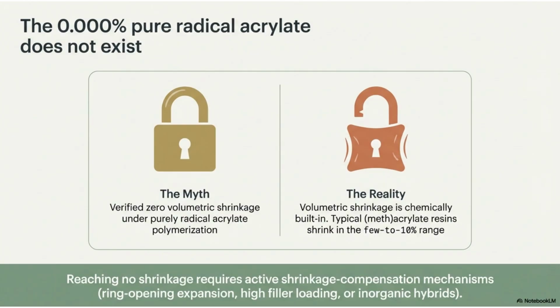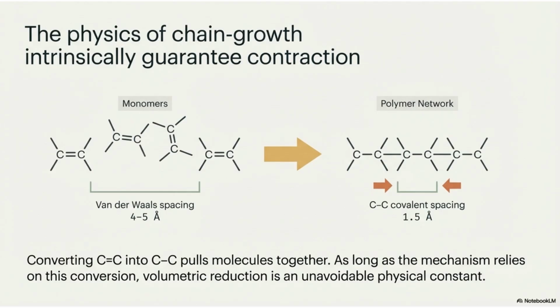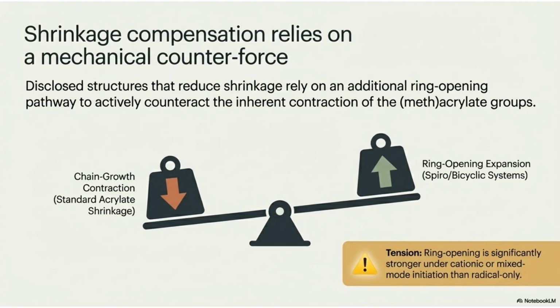Reaching no shrinkage requires active compensation mechanisms, such as ring opening expansion or high filler loading. The physics of chain growth intrinsically guarantee contraction. Converting C=C into C-C pulls molecules together, which is an unavoidable physical constant for volumetric reduction. Shrinkage compensation relies on a mechanical counterforce.